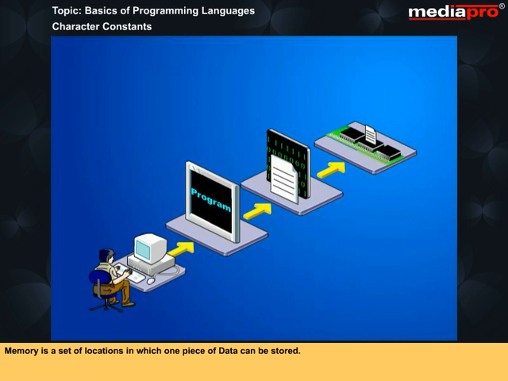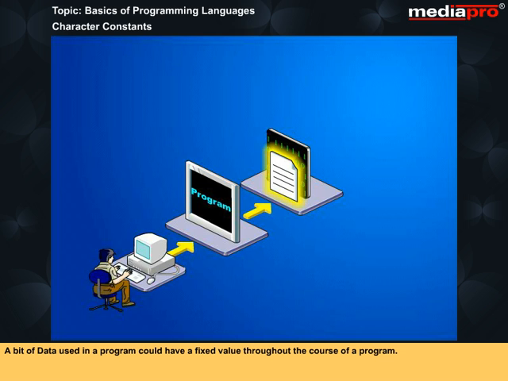All data that is handled by the program needs to be stored in memory for later use. Memory is a set of locations in which one piece of data can be stored. Every location has a unique address associated with it. All data that is stored in memory occupies one or more locations depending on the size and type of data. It is very difficult to retrieve the data when required by keeping track of addresses. Instead, we use names to identify the data.